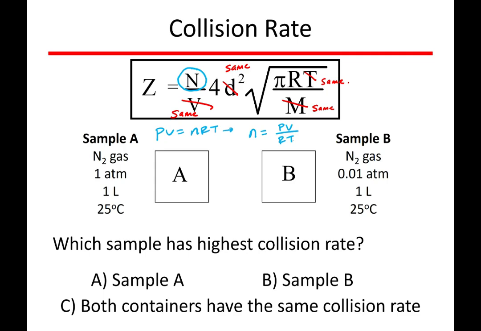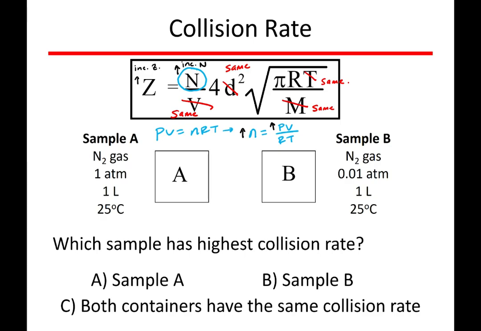Because if V and T are the same, but the pressure is different, then that means that the number of moles has to be different. Now, if you were to increase the pressure, then you would increase the number of moles of gas, and as you increase the number of gas particles, right? So as we increase the value of n, then that's going to increase the collision rate, right? Because there is this direct proportionality here. If you increase the numerator, that's going to increase the value of Z.